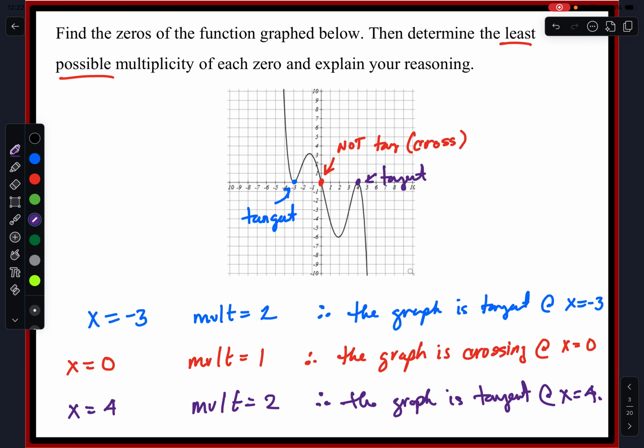So there you have the multiplicities and the explanation why we think it's going to be those possible values.